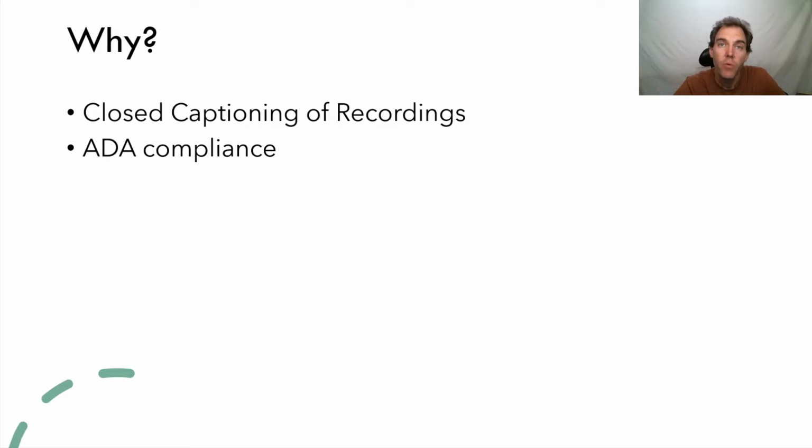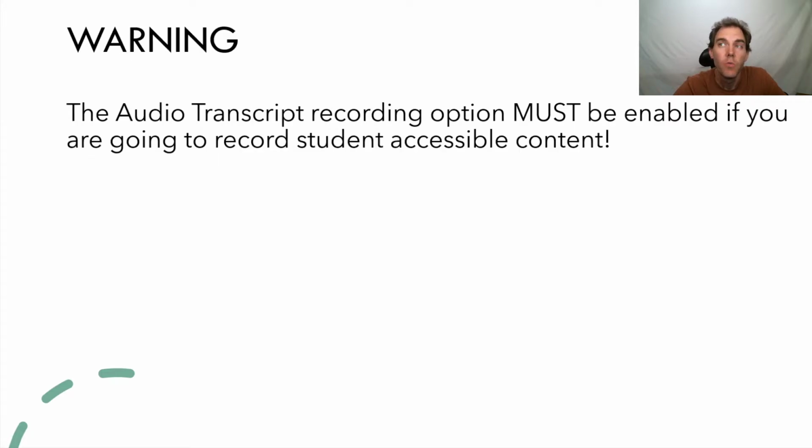In particular, a second reason that we'd want to do this is because having closed captioning on our recordings allows us to be ADA compliant. So, just a warning, one thing you want to note is that due to ADA compliance issues, anytime that you are recording a Zoom meeting, you need to have the audio transcript option enabled so that your video will be closed captioned. It is a requirement that all video resources that we provide our students have closed captioning. So, this is an ADA compliance issue.